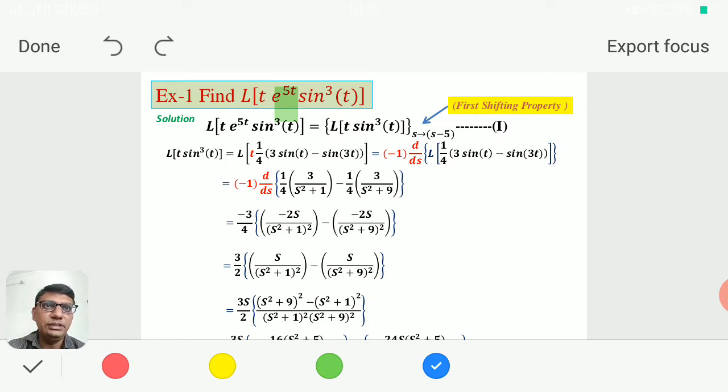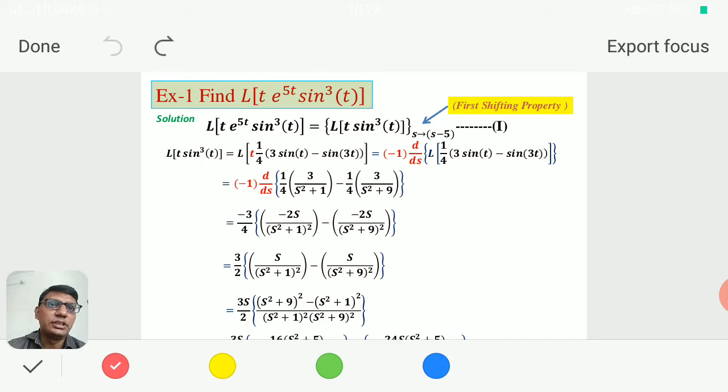Laplace of sine cube t is not easy, so we apply the formula of sine cube t, which is 1 by 4 times 3 sine t minus sine 3t. So it will be the Laplace of 1 by 4 times 3 sine t minus sine 3t, multiplied by t. So we differentiate this Laplace one time with respect to s. It is given in the red letters.